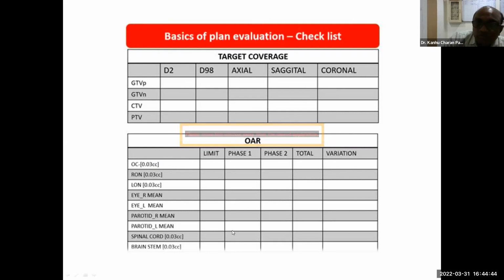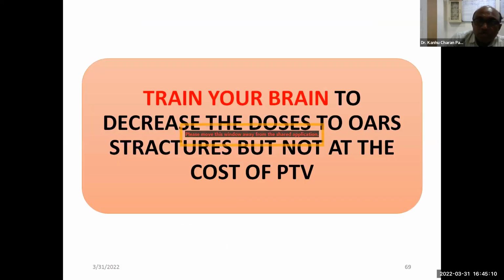What is your limit? What is your phase one plan? What is the phase two plan? What is your total coverage? You can compare with your limitations and see the variations. If some patient comes with some toxicity, how much variation have you gone? You can store it either in the form of soft copy or hard copy and evaluate it later in the patient follow-up.